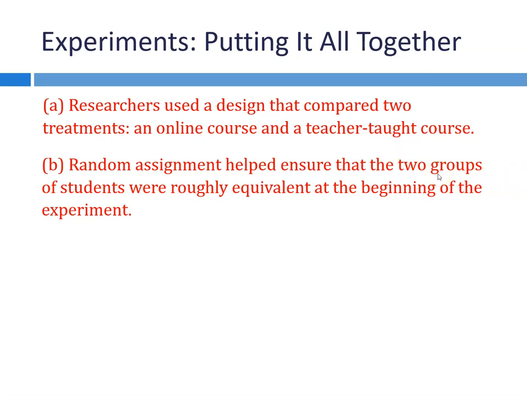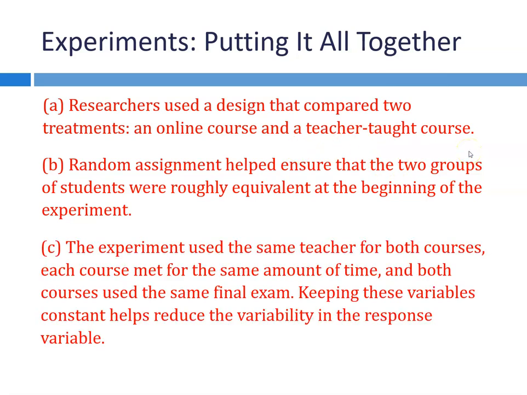Part C, name 2 variables that were controlled in this experiment, and then why it was beneficial to control these variables. The experiment used the same teacher for both courses. Each course met for the same amount of time. And here's another one, both courses used the same final exam. By keeping these variables constant, it helps reduce the variability in the response variable. So you don't have to wonder at the end whether they did better because it's online or because of the teacher that taught it. The teacher doesn't have to be a confounding variable here because the teacher was the same for both. Same thing with the amount of time that they met and the exam that was given.